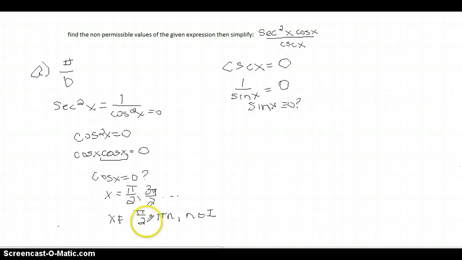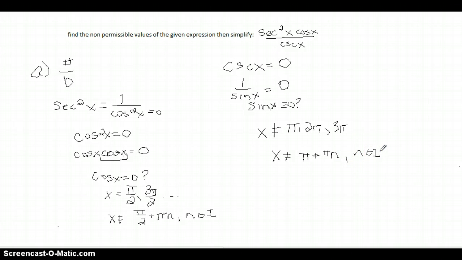Alright, so from there we're going to look at what values of x are going to make sine of x equal to 0. And that you would find your x, and we'll say it cannot be, since we're looking for non-permissible values. That one is every time x is equal to pi, 2 pi, 3 pi, and so on. Okay? And we'll write that general solution there. So here we have x cannot equal pi plus any multiple of pi, which would be pi times n, where n is an element of integers.